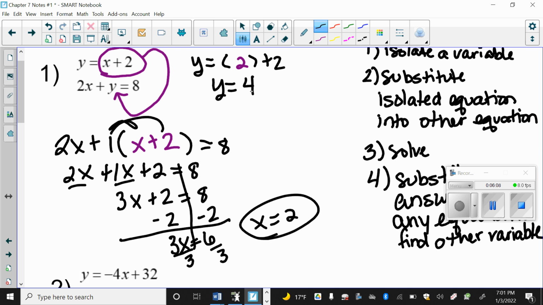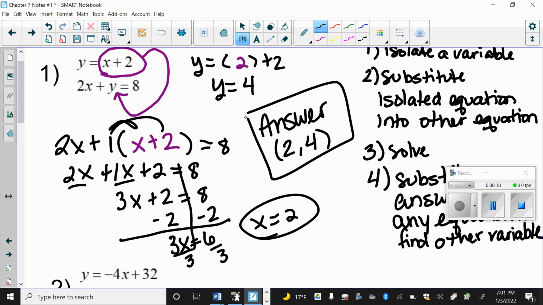So our answer is the set of x, y, so 2 comma 4. That is the solution to both equations. We always write our answer as an ordered pair, x comma y. So again, since x was 2 and y was 4, we have 2 comma 4.